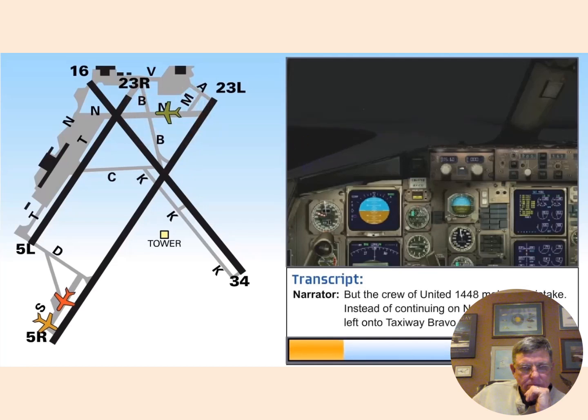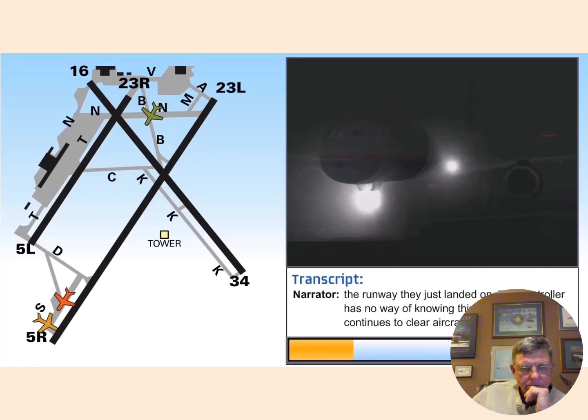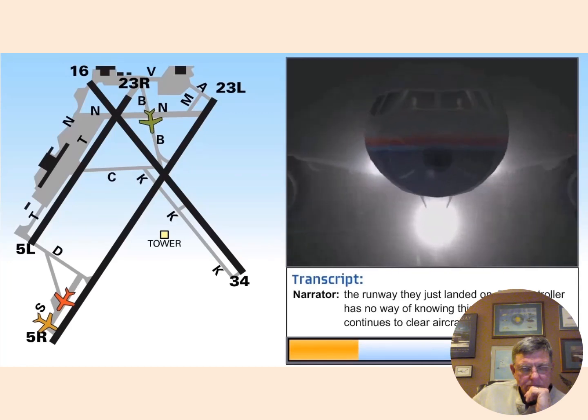But the crew of United 1448 makes a mistake. Instead of continuing on November, they turn left onto taxiway Bravo and head back toward the runway they just landed on. The controller has no way of knowing this, however, and continues to clear aircraft for takeoff.